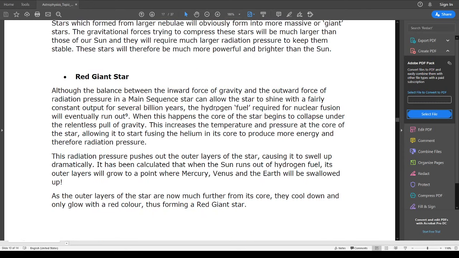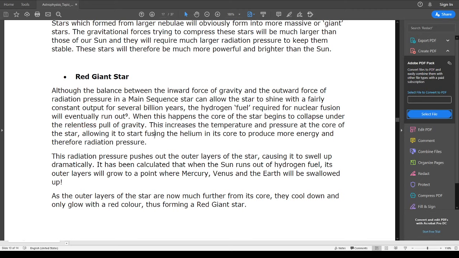The red giant was formed because although the balance between the inward force of gravity and the outward force of radiation pressure in a main sequence star can allow the star to shine with a fairly constant output for over 7 billion years, the hydrogen fuel required for nuclear fusion will eventually run out, right? So when this happens, the core of the star begins to collapse. Why does the core begin to collapse? Due to the relentless pull of gravity, right?